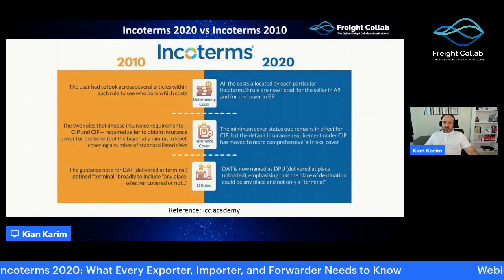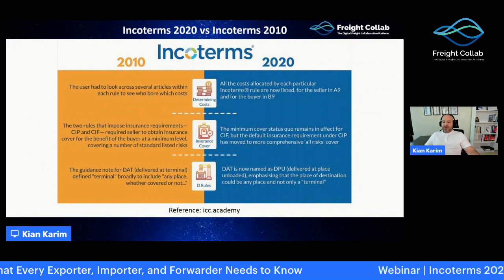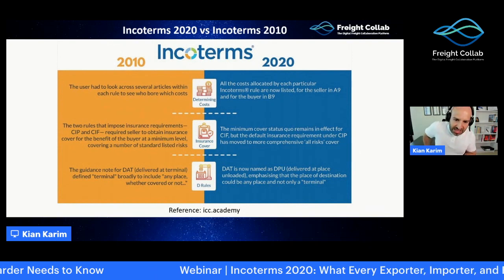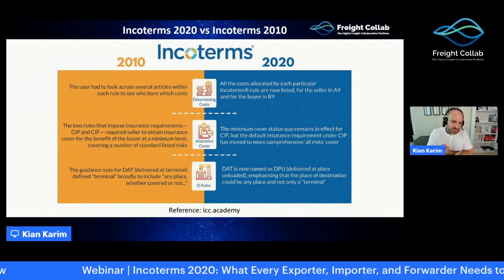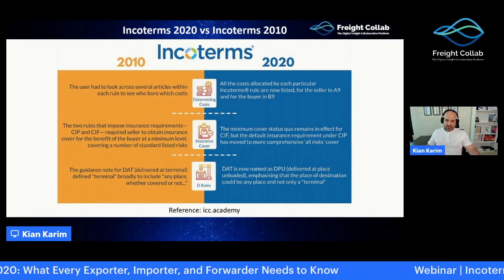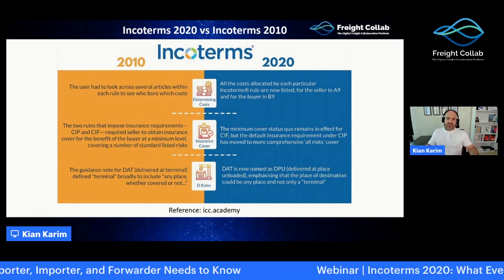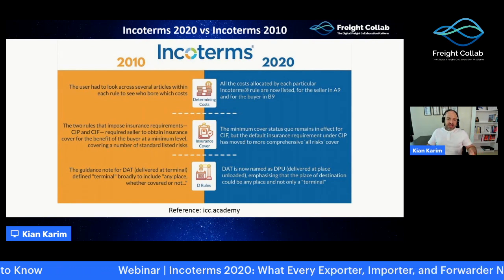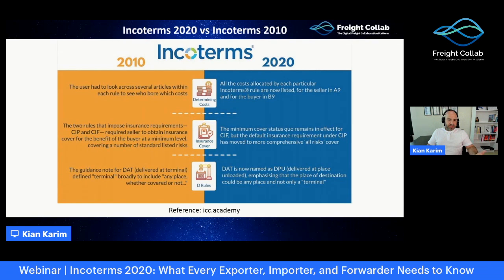In 2010, it was a bit of a puzzle to understand which part is responsible for cost. You had to go through different sections to determine who pays for what. But in 2020, it's much easier. Costs are clearly listed. Sellers check A9 and buyers check B9.